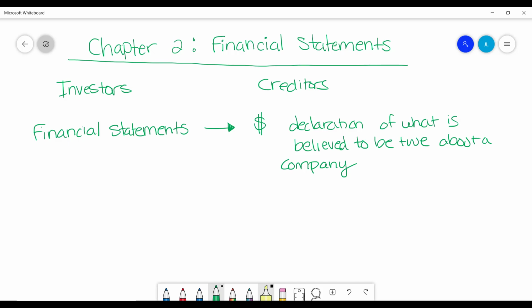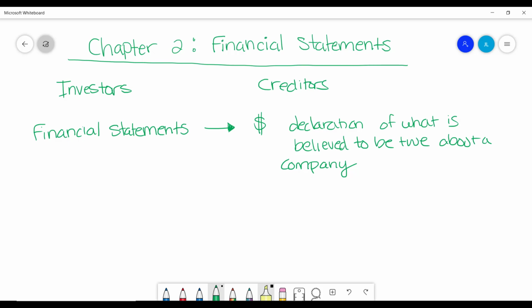Okay, so when accountants are putting together these financial statements, they are describing to external users of that information, in financial terms, certain attributes about the business. Basically, what is a representation of this business? What is a representation of this business's financial activities?